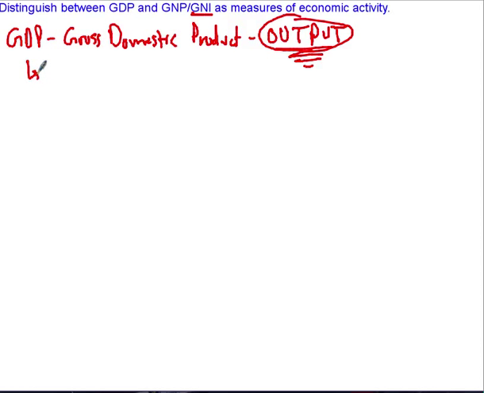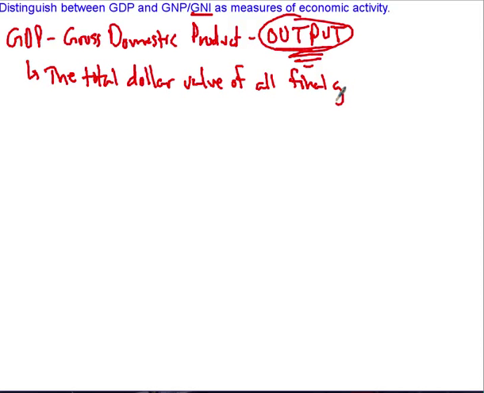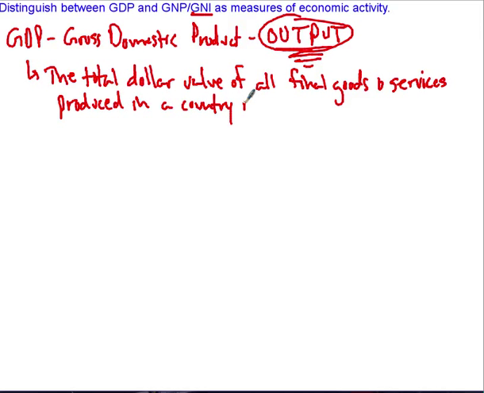All right, so let's look at that technical definition. GDP is the total dollar value of all final goods and services produced in a country in a given time period. It's usually measured every quarter, which is every 3 months, or it's measured every year. So let's take a look at what this definition really means.